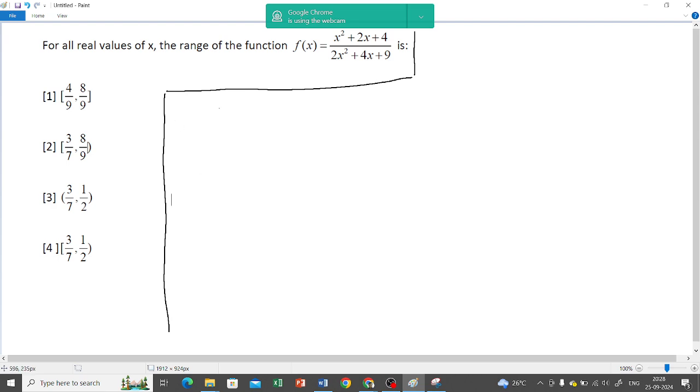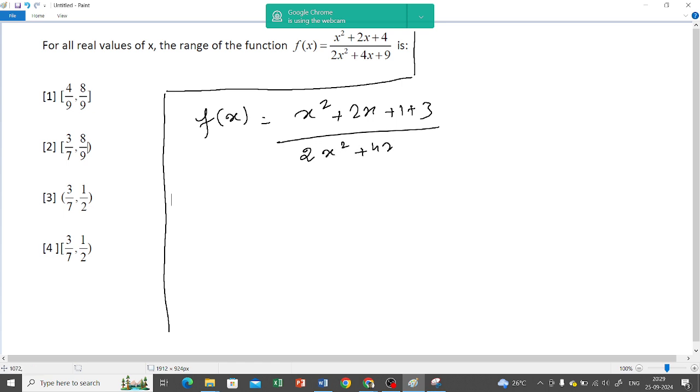For all real values of x, the range of the function, what is this? I need to find the range of this function. This can be written as x square plus 2x plus 1, which can be written as x plus 1 whole square.